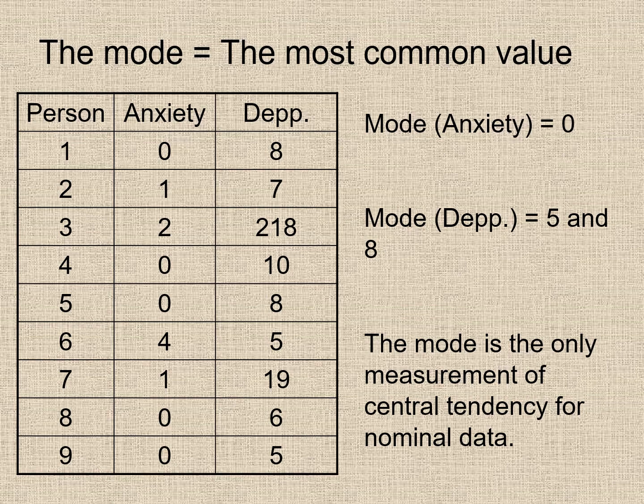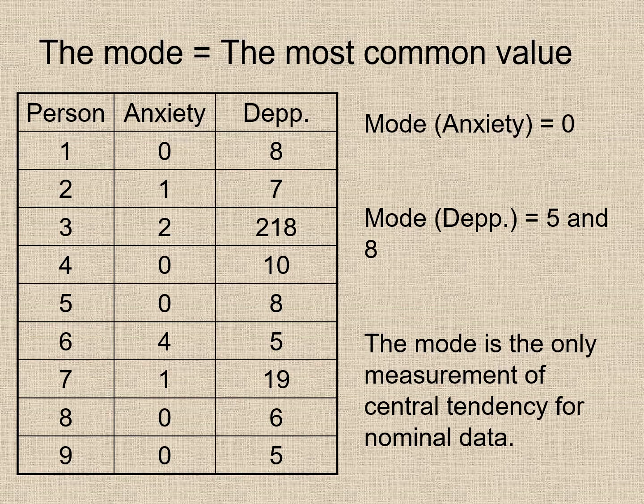So imagine, for instance, that we have 9 persons and we measure each of those 9 individuals on level of anxiety and level of depression. And we get the following values, as you see here. And then we can see that the mode for anxiety is 0, because that's the most common value. Of those 9 individual values, we have 1, 2, 3, 4, 5 zeros. We have 2 ones, a 2, and a 4. So the most common value, the mode on anxiety, is 0.